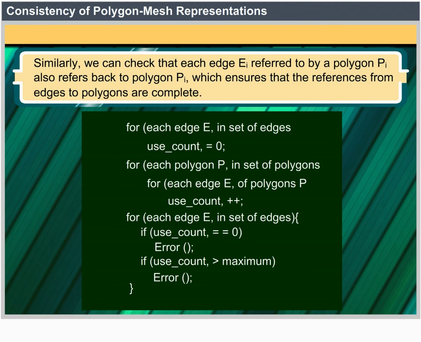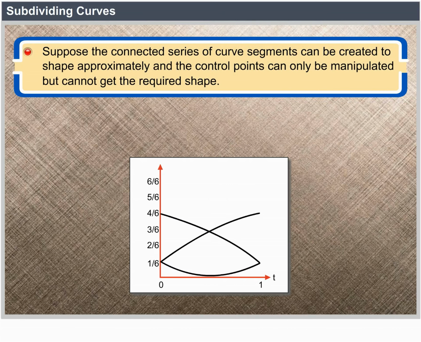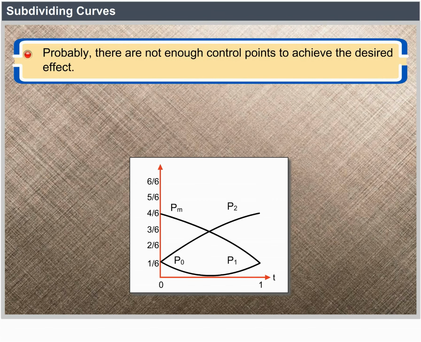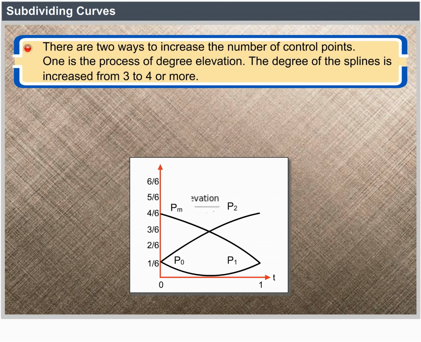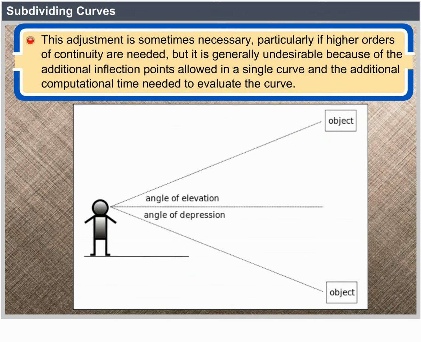Subdividing curves. Suppose you have just created a connected series of curve segments to approximate a shape you are designing. You manipulate the control points, but you cannot quite get the shape you want. Probably there are not enough control points to achieve the desired effect. There are two ways to increase the number of control points. One is the process of degree elevation. The degree of the splines is increased from 3 to 4 or more. This adjustment is sometimes necessary, especially if higher orders of continuity are needed, but is generally undesirable because of the additional inflection points allowed in a single curve and the additional computational time needed to evaluate the curve.